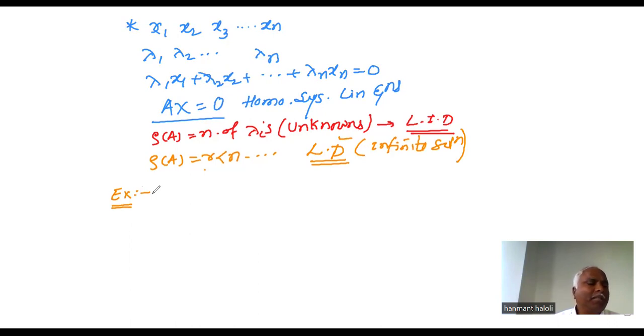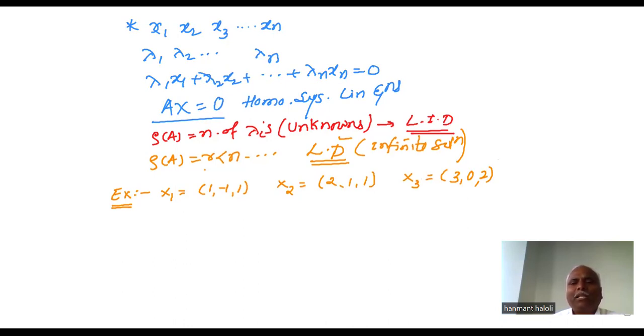You can consider one example. Say x1 is the given vector 1, minus 1, 1. The second vector x2 is 2, 1, 1. And the third vector x3 is 3, 0, 2. These are three vectors given to you, and we have to identify whether they are linearly dependent or independent.